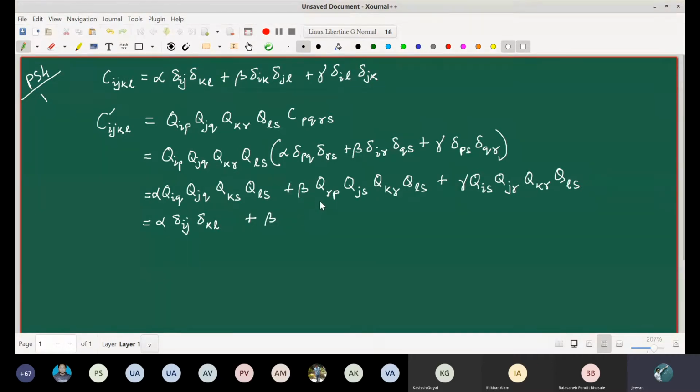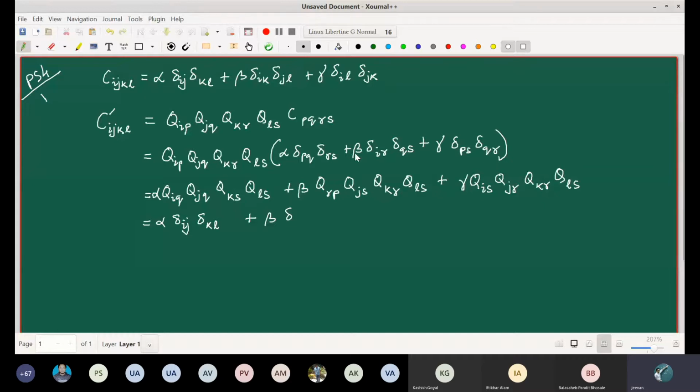For this beta term, the term involving the beta, let's see that we have the QRP, and what it has common is with this term QKR. So all that you have to write here is delta. R and R are the dummy indices. If we combine the first and the third Qs, what we'll be left with is, I think I made a mistake. Yes.